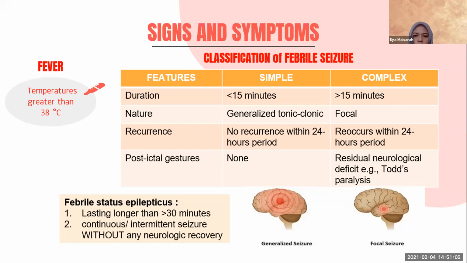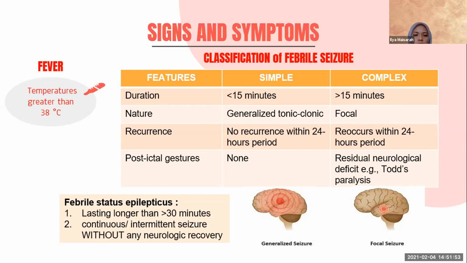For the nature of the simple, it is generalized tonic-clonic, where the child may lose consciousness and have jerking movement of all the limbs. During the tonic phase there will be stiffening of the muscle, and clonic is the repeated jerky movement. For the complex, the nature is focal, where the patient does not lose consciousness, and the jerking and stiffening just happen at some part of the body. For the recurrence, there is no recurrence for the simple within a 24 hour period, and for the complex, it can reoccur within a 24 hour period.